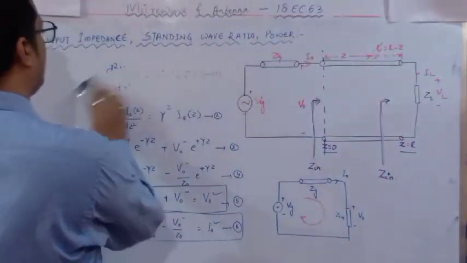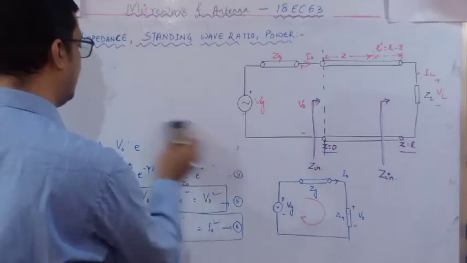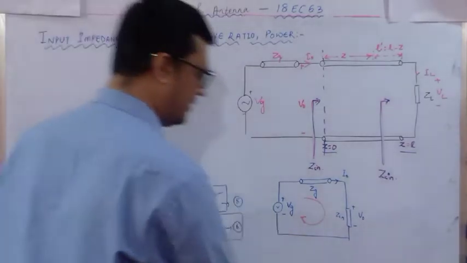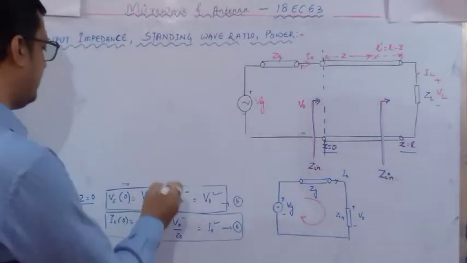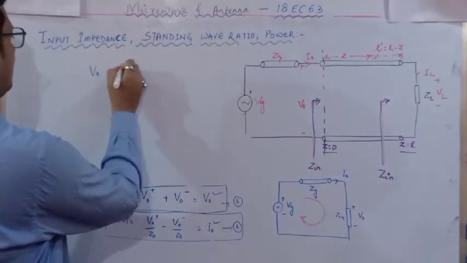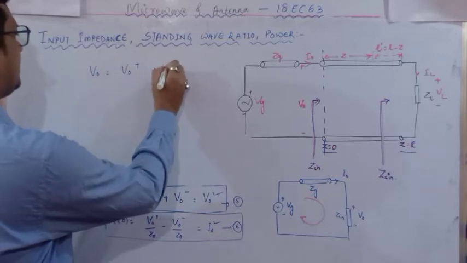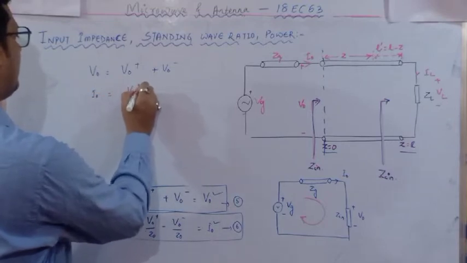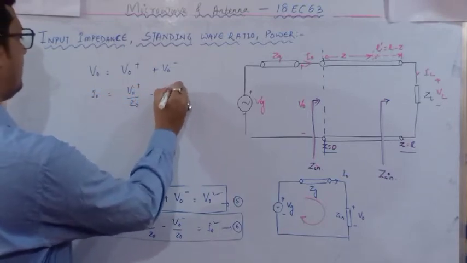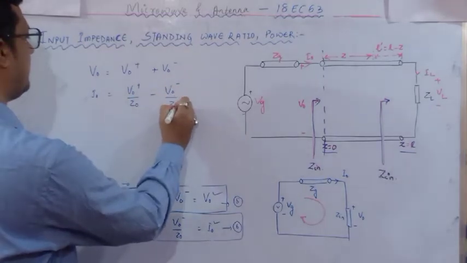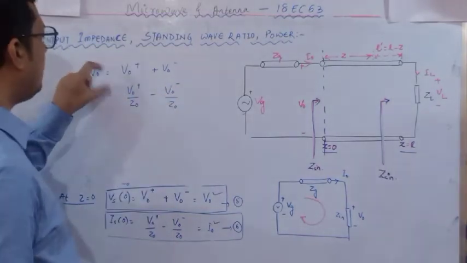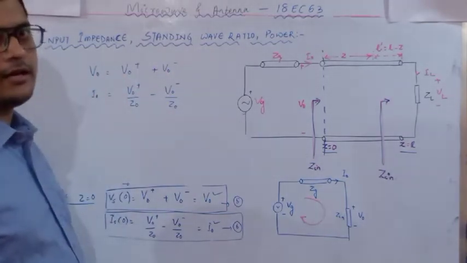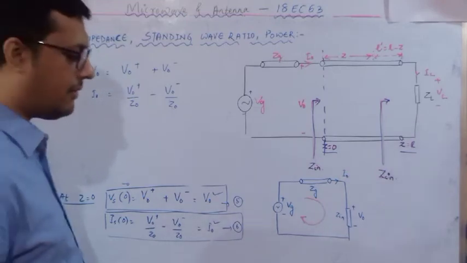It is a simple quadratic equation, so we can easily solve it. Let me erase these two equations, I don't require them. From these two values, here V naught is equal to V naught plus plus V naught minus, and I naught is equal to V naught plus divided by Z naught minus V naught minus divided by Z naught. First you add these two, then subtract these two. So easily we can determine V naught plus and V naught minus.